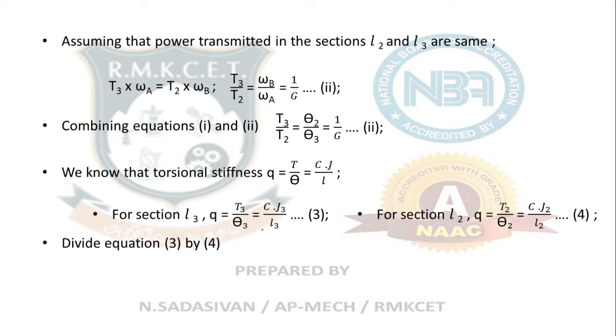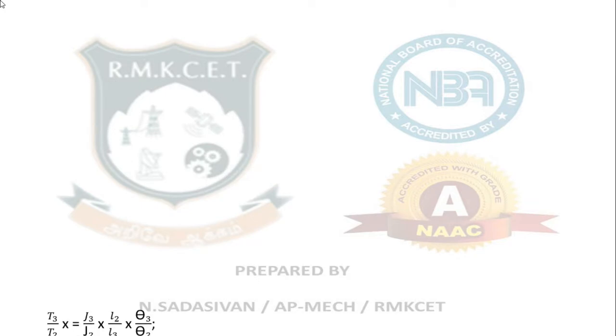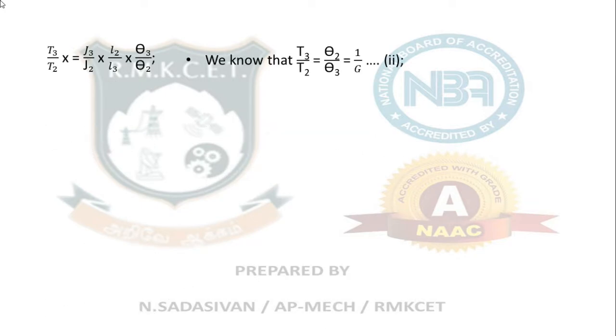So for the section 3, I am taking Cj by L. C is the same because it is based on the material. J is based on the diameter, and L is different based on the geometry. Therefore C J2 by L2, C J3 by L3. I am going to bring it here and divide this equation by this expression, so we create a ratio. After you cross multiply everything and simplify, you will end up with a result.